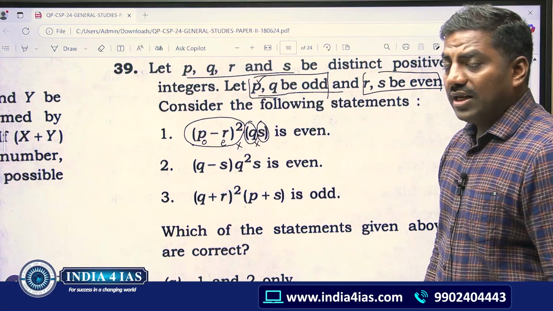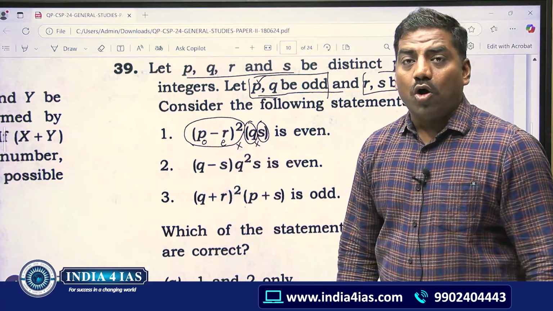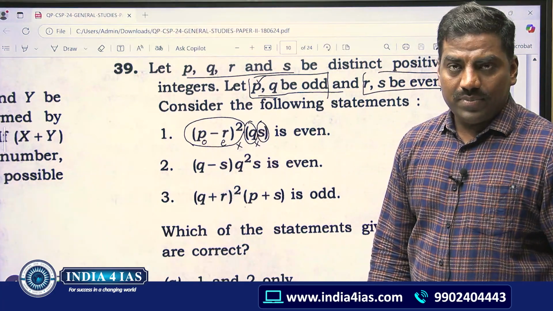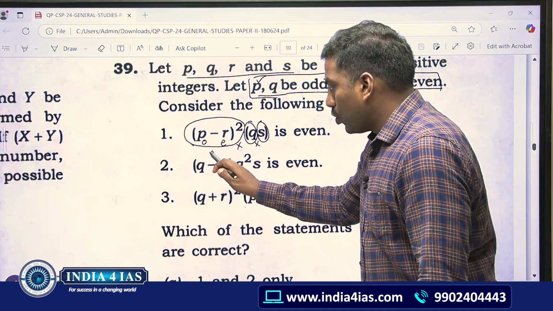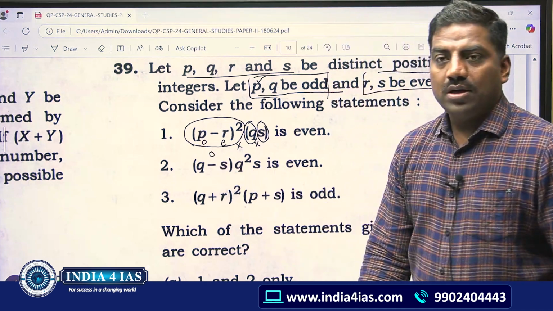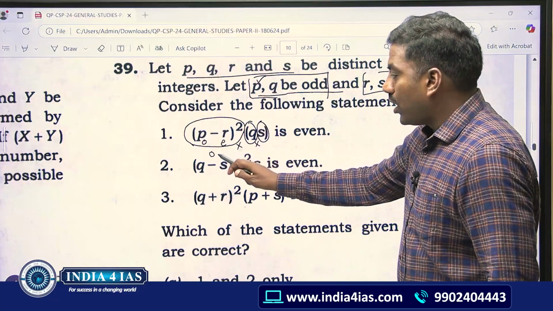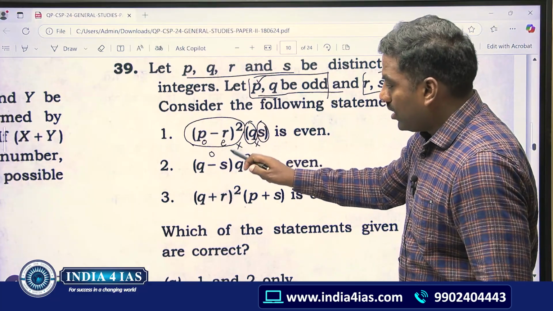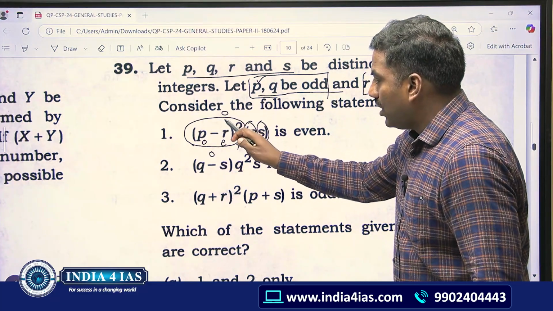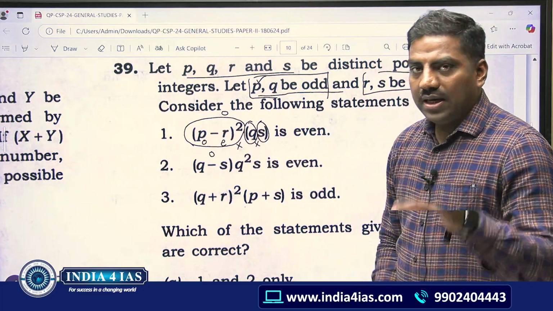So whenever you subtract an even number from an odd number at any time, you are going to get an odd number. Whenever you subtract an even number from an odd number, you will get odd. Odd square, again it will be an odd number. So this entire number is an odd number.